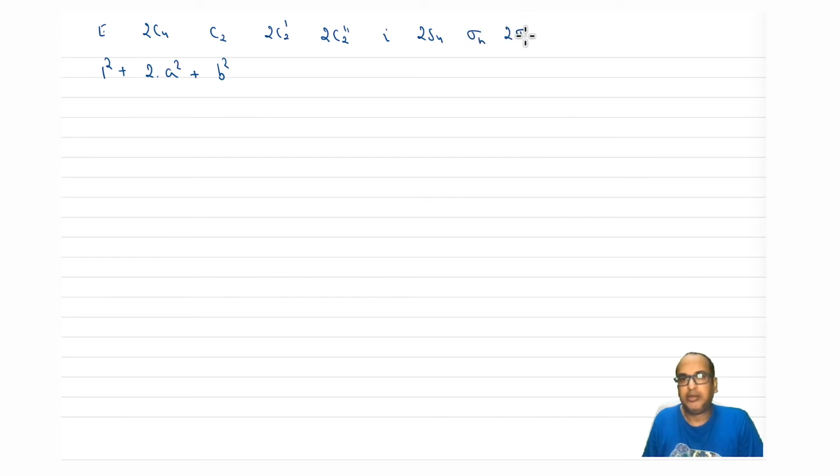So this gives me 1 squared plus 2 into A squared plus B squared. Let me just write down the corresponding symmetry operations so that we know what the class sizes are here. C2, 2C2 prime, 2C2 double prime, i, 2S4, sigma h, 2 sigma v, 2 sigma d, plus 2C squared, plus 2B squared, plus E squared, plus 2F squared, plus G squared, plus 2H squared, plus 2I squared, right? This should be equal to 16, okay?